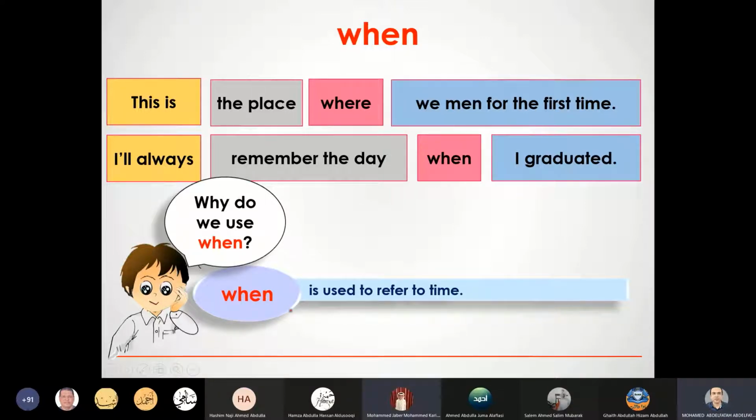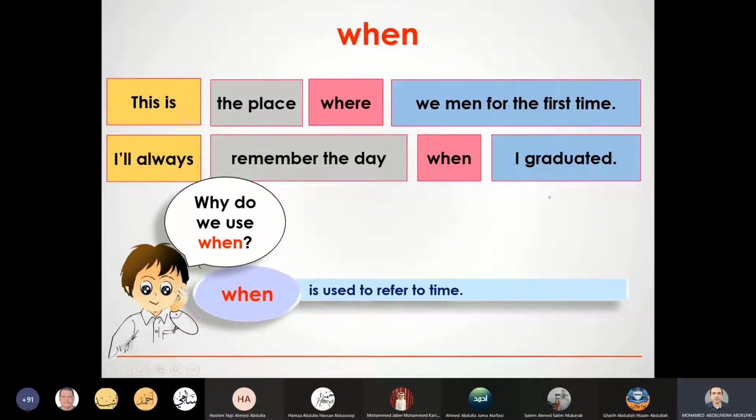When is used to refer to time. When you speak about time, you have to use the relative pronoun when. So students, use when to connect two ideas or two sentences when you speak about time. The sentence again, listen carefully. I'll always remember the day. The day is time. I'll always remember the day when I graduated.